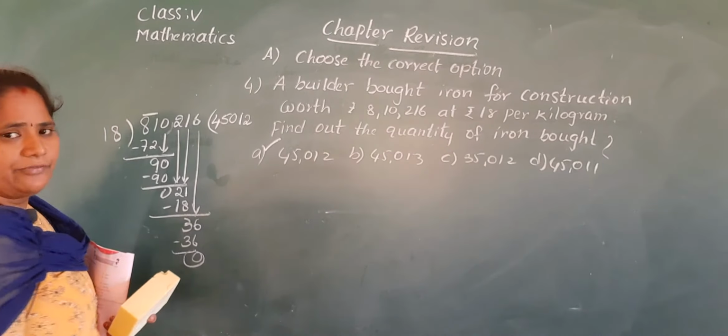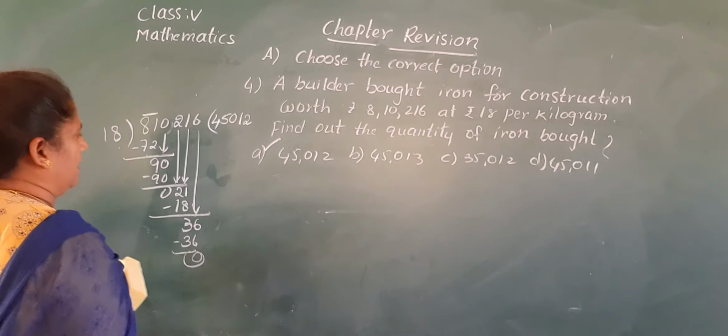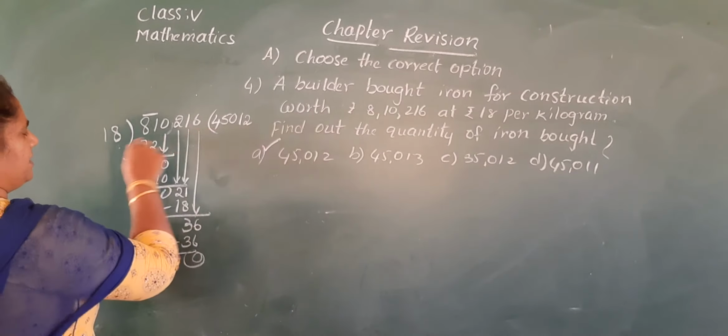A. 45,012. See children, see the division. 18 4s are 72. 1 minus 2 not possible. Take borrow. 11 minus 2 is 9. Take down 0. 90. 18 5s are 90. Now you take down 2 1. If you take 2 numbers at a time, we will keep 0 in the quotient's place. 18 1s are 18. Now 21 minus 18 is 3. Take down 6. 18 2s are 36. So the answer is 45,012. A. All of you put the tick mark for A, Nana.